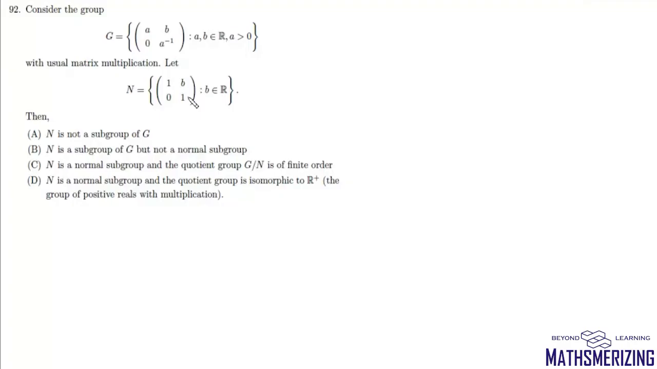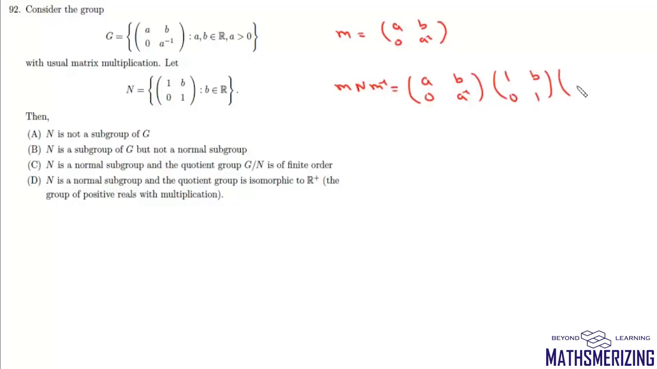Now first we need to find if this N is a normal subgroup. So if we take any element M which is [[a, b],[0, a^-1]], we'll find M N M inverse. Now M is [[a, b],[0, a^-1]], N is [[1, b],[0, 1]], and then what is M inverse? M inverse is simply 1 over the determinant, and then we'll interchange A and D. So it'll be [[a^-1, -b],[0, a]].